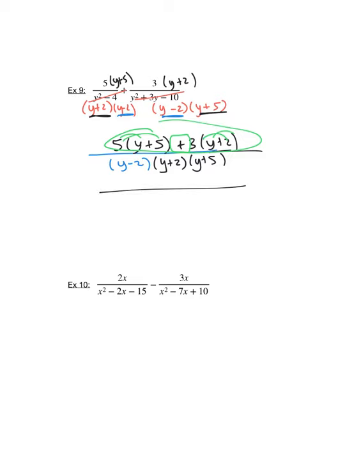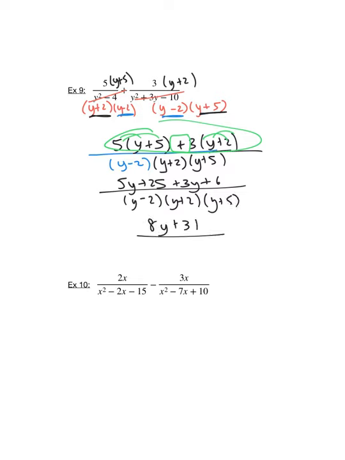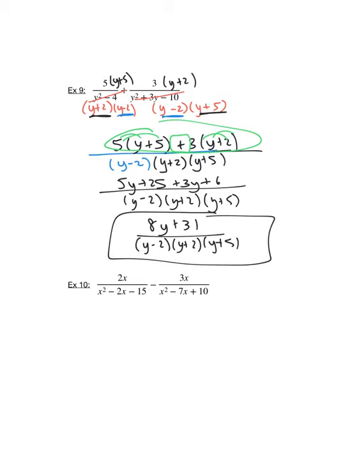So the numerator becomes 5y plus 25 plus 3y plus 6 over this denominator, which then simplifies to give us 8y plus 31 over, and then you copy the denominator. The numerator does not have a GCF or anything, so I just leave this. Final answer. Okay, and then I'll do another one, and then you guys should be all set for homework.